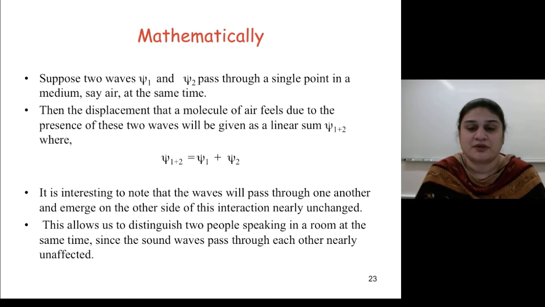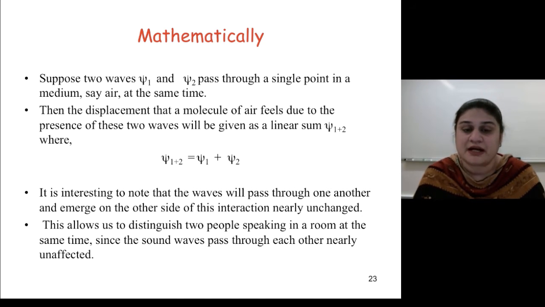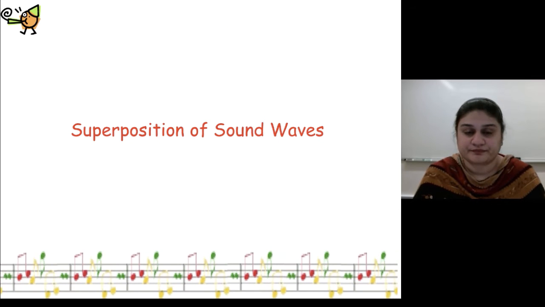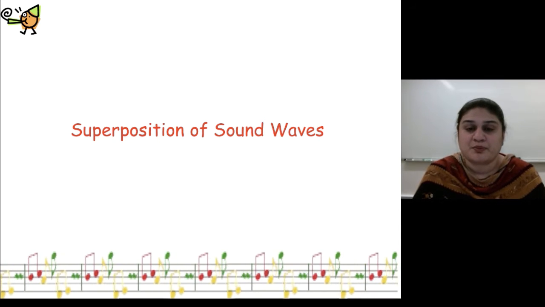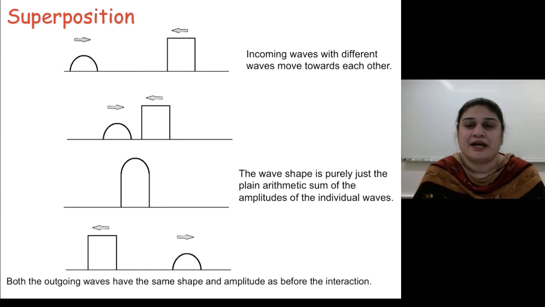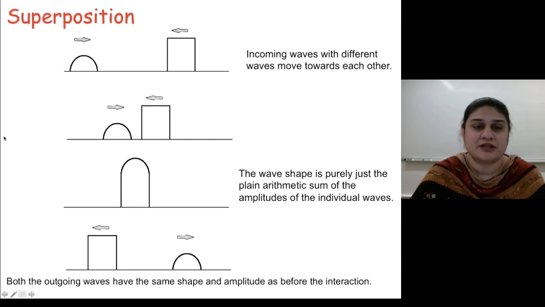It is interesting to note that the waves will pass through each other and emerge on the other side of this interaction nearly unchanged. This allows us to distinguish two people speaking in a room at the same time, since the sound waves pass through each other nearly unaffected. So when we talk about superposition of sound waves, incoming waves with different frequencies and different shapes come together, as seen in this animation from the top. They come together, they sum up.